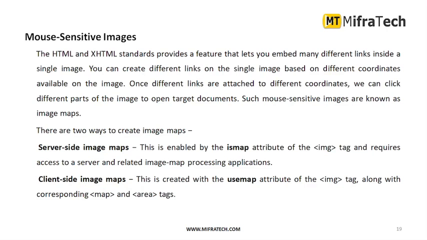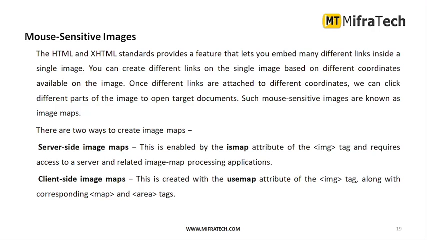We have seen image links right now. Next, sensitive images. Let's see what they are. The HTML and XHTML standards provide a feature that lets you embed many different links inside a single image. You can create different links on a single image based on different coordinates available on the image. Once different links are attached to the different coordinates, we can click different parts of the image to open a target document. Such sensitive images are known as image maps.